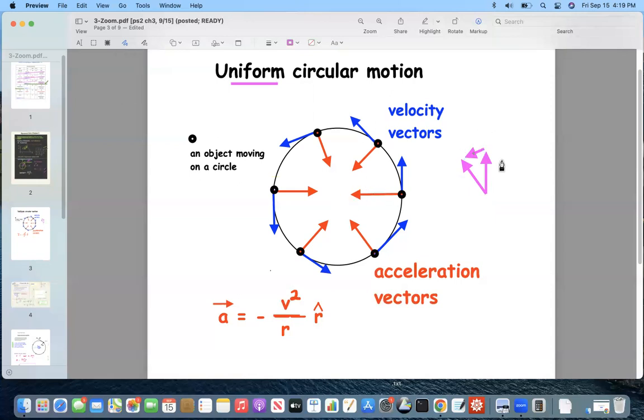So, here we have V1, here we have V2, here we have delta V, the change of velocity, and the acceleration is the rate of change of velocity. So the average acceleration over this period of time will be in this direction. But if I make that a very small change in time, it'll be right towards the center of the circle.